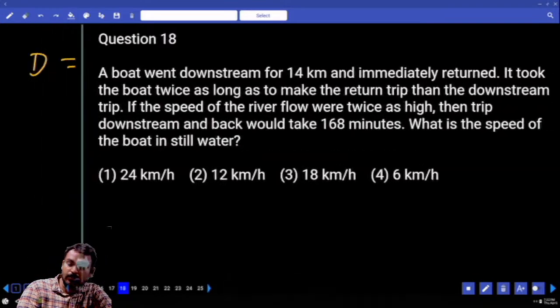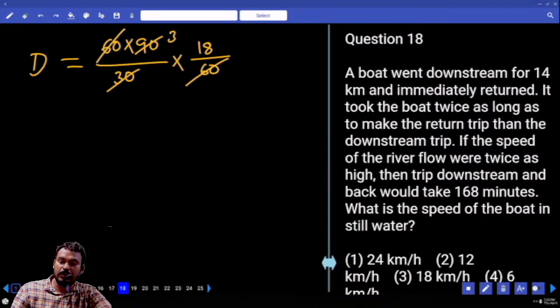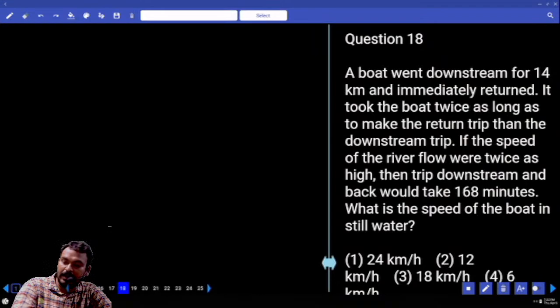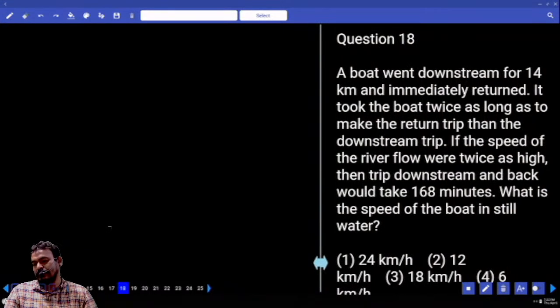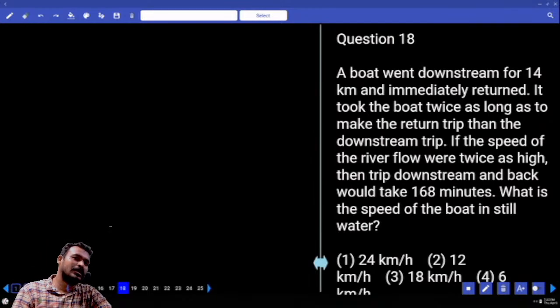A boat went downstream for 14 kilometers and immediately returned. It took the boat twice as long to make the return trip as the downstream trip. If the speed of the river flow were twice as high, then the trip downstream and back would take 168 minutes. What is the speed of the boat in still water? Is the question lengthy or not? Okay, but it is a concept-related question. If you know the concept, the questions are easy.